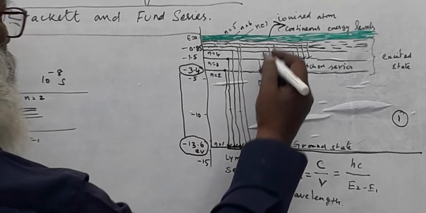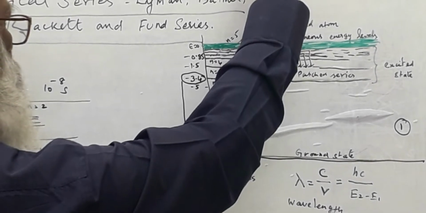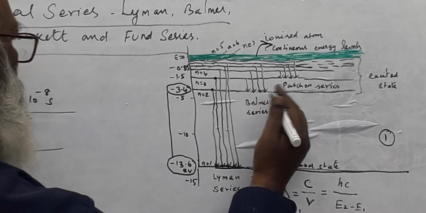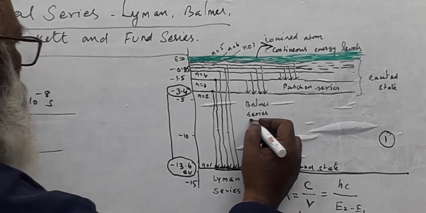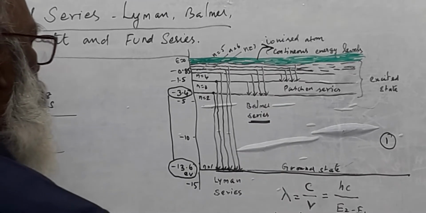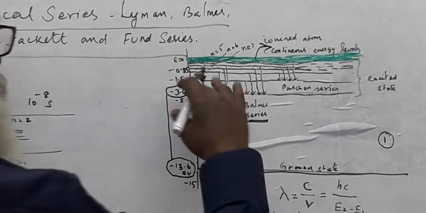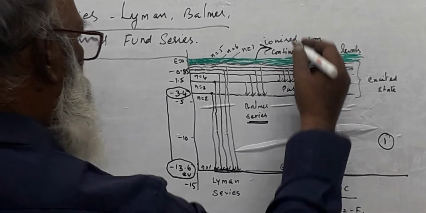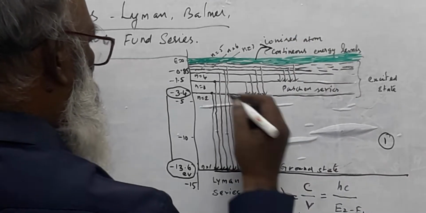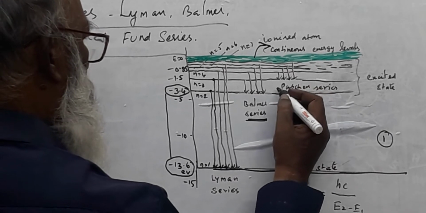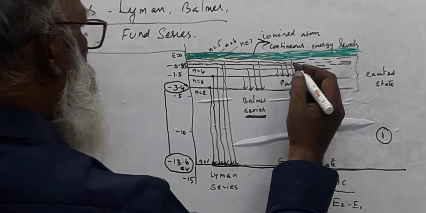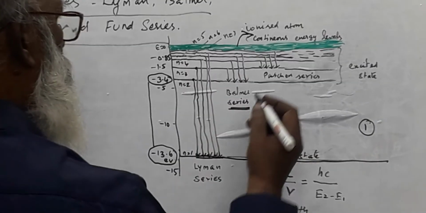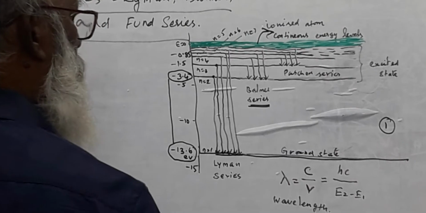Similarly, if the electron jumps from a higher energy level to the second orbit, that is called the Balmer series. In other words, if the electron jumps from a higher orbit to the lower orbit n equal to 3, then it is called the Paschen series. Paschen, P-A-S-C-H-E-N, Paschen series.